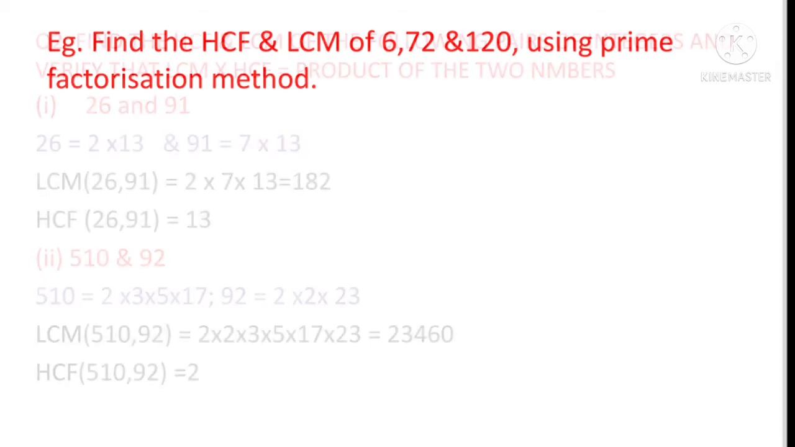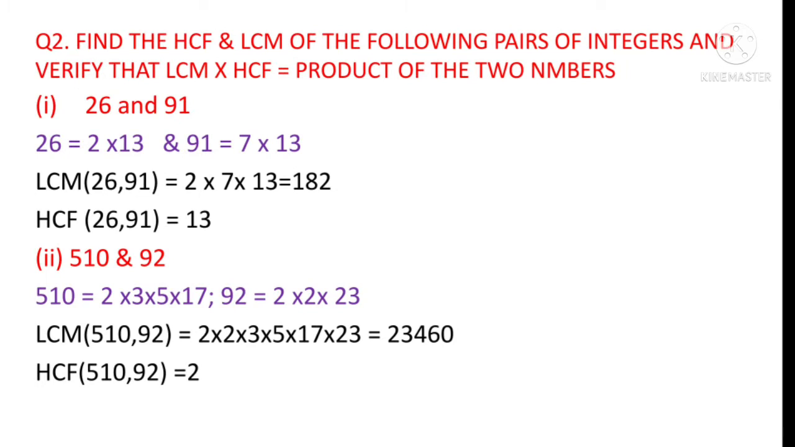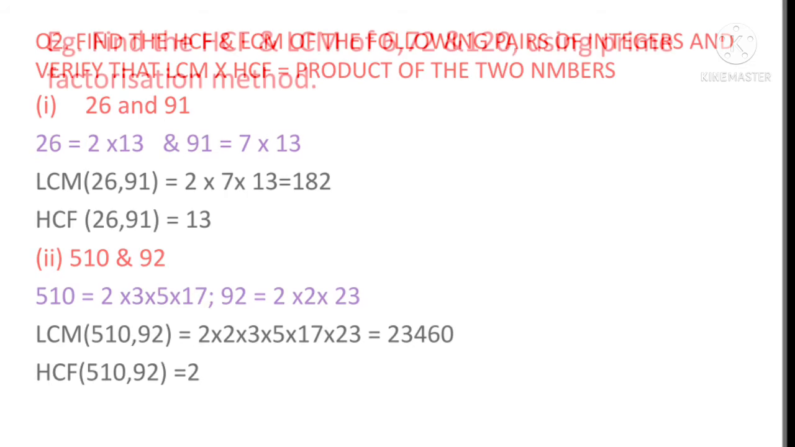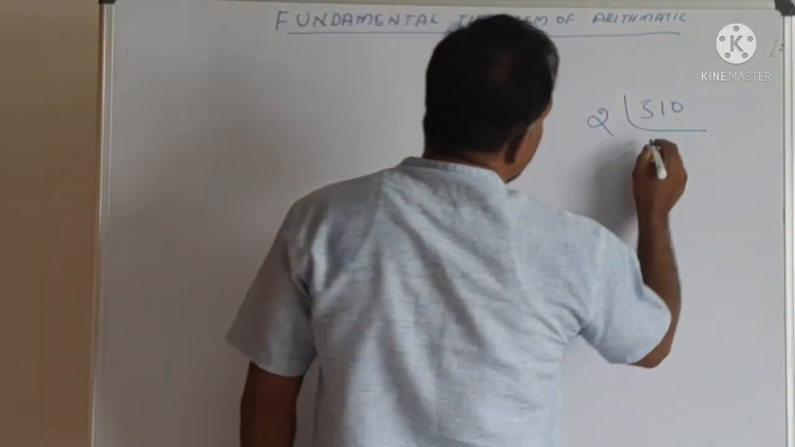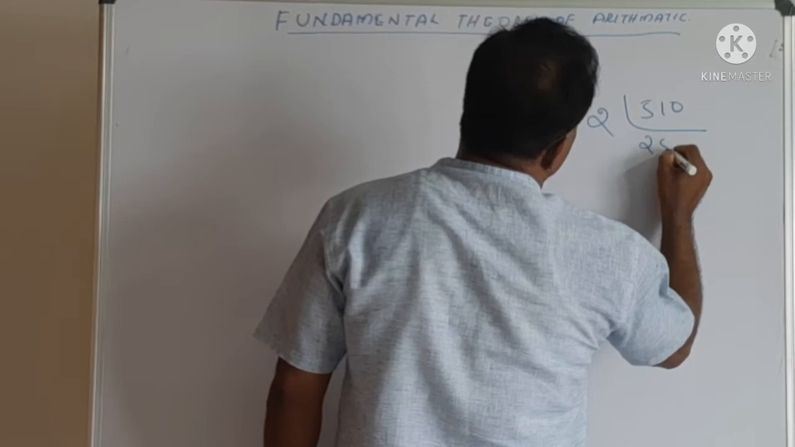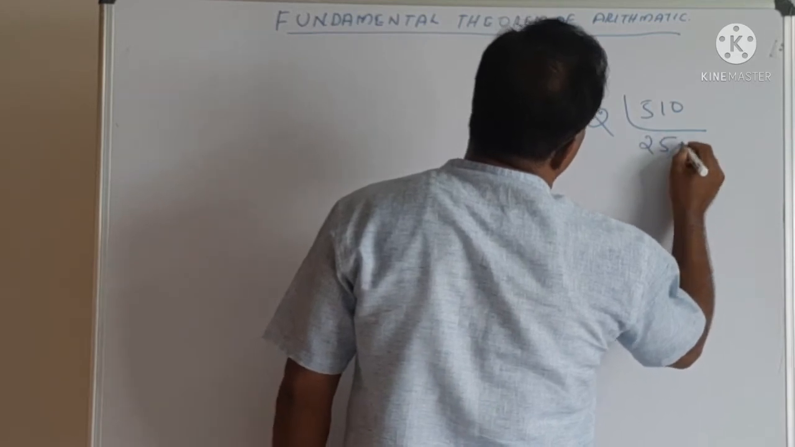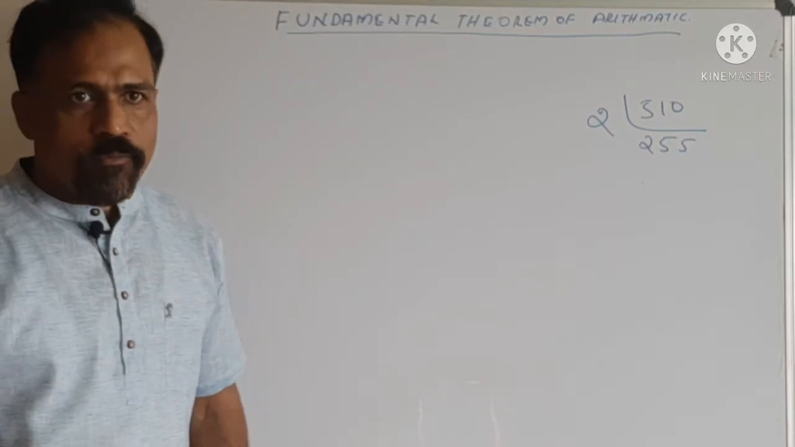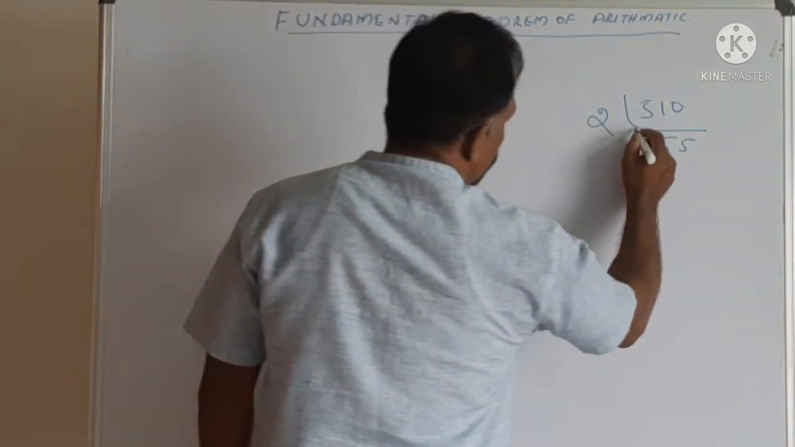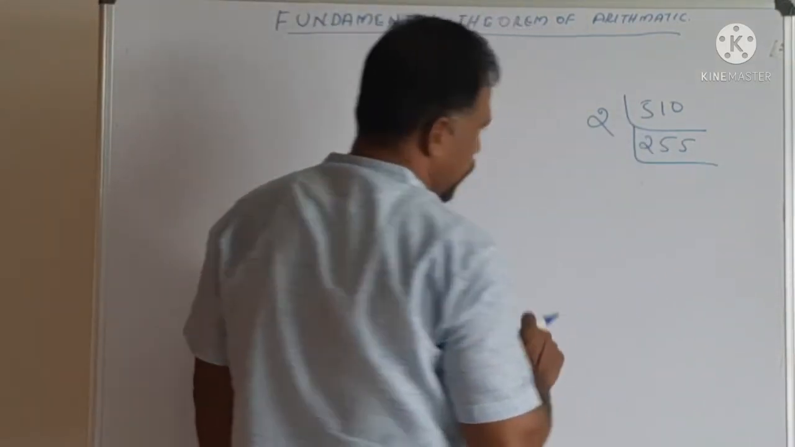Now let us take the next example, 510 and 92. Now 510 is an even number, so let us start with 2. So it will be 2, 255. Now it is an odd number. We have to do it with a 3.